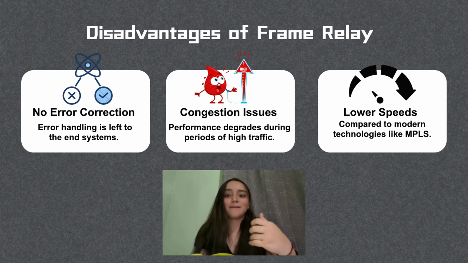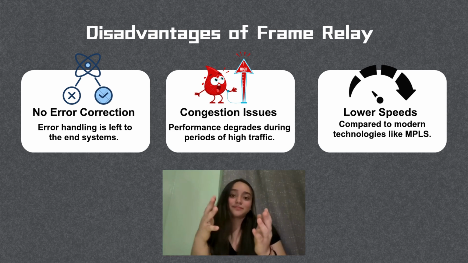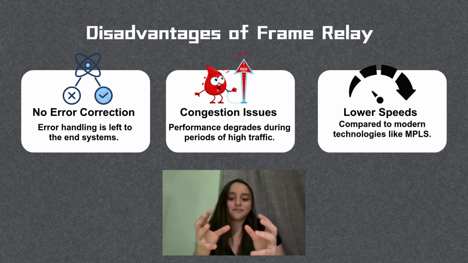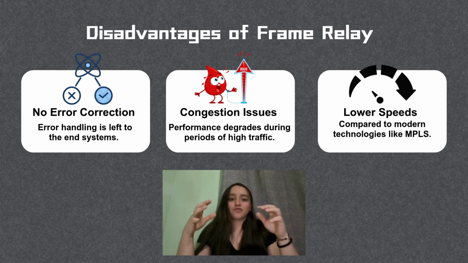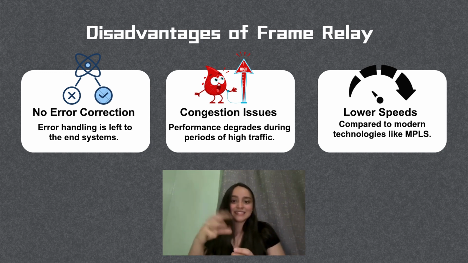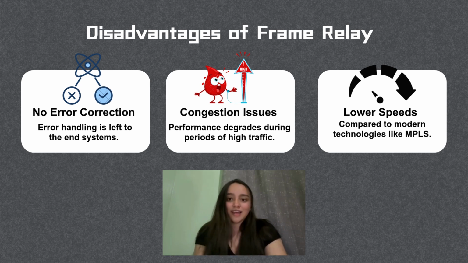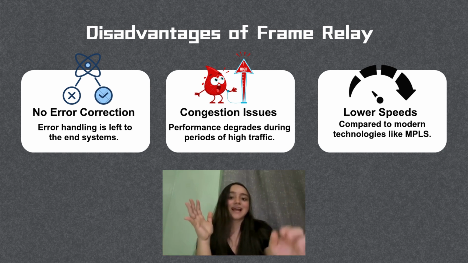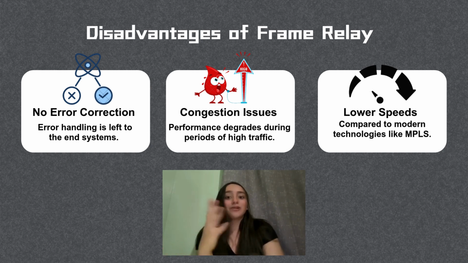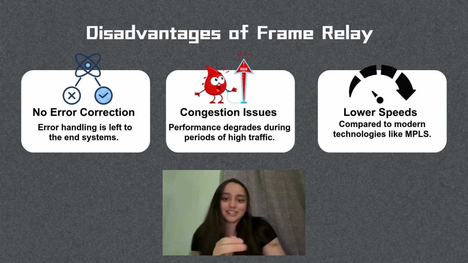Then there is performance degradation with congestion. Since frame relay is a shared network, the performance can drop when there is a lot of traffic. So if too many users are sending data at the same time, the network can slow down due to the congestion. And it is limited to low speeds. Another disadvantage is that frame relay typically operates at lower speeds compared to newer technologies like MPLS or broadband.